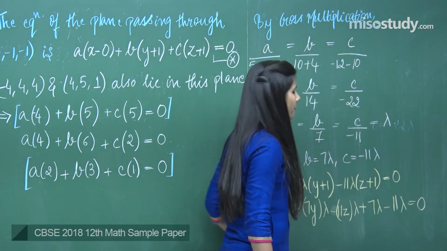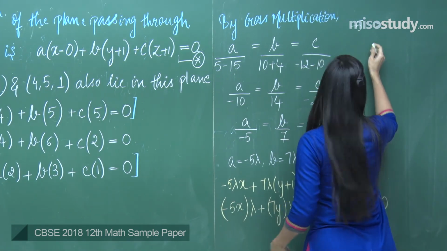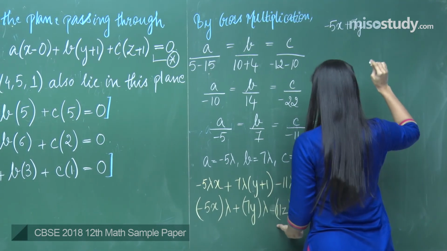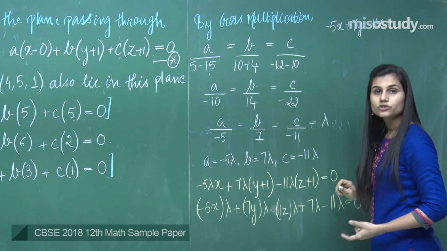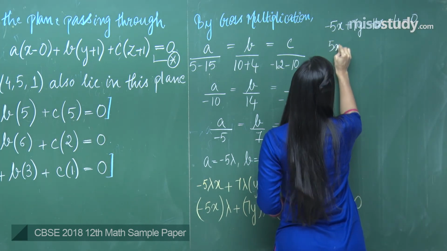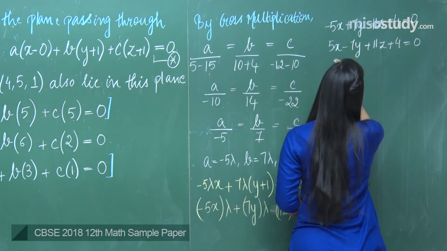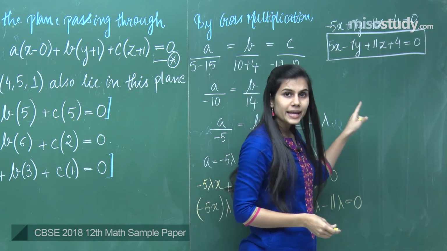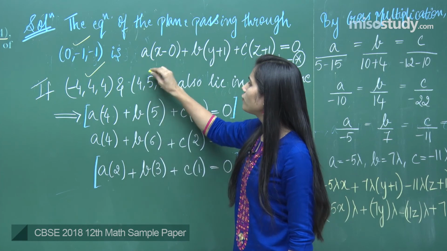You can take out lambda common throughout and you are going to get minus 5x plus 7y minus 11z plus 7 minus 11, which makes it minus 4. Or I can say 5x minus 7y plus 11z plus 4 is 0. This is the equation of the plane containing the 3 points 0, minus 1, minus 4; 4, 4 and 4; 5, 1.